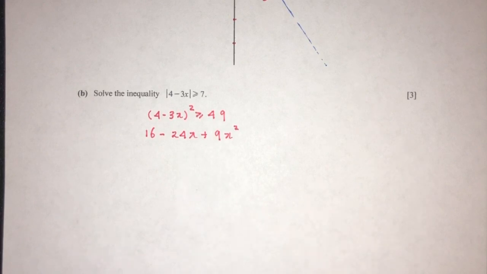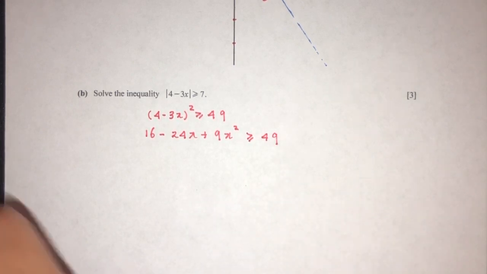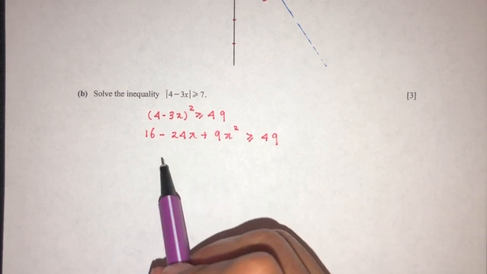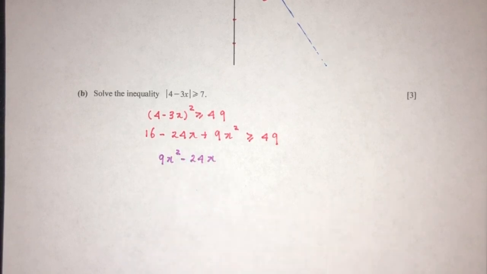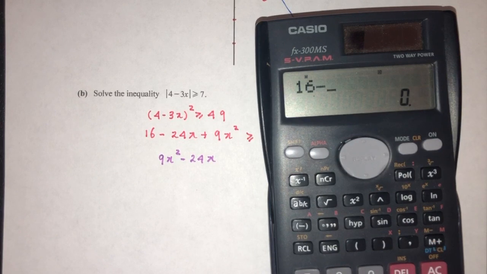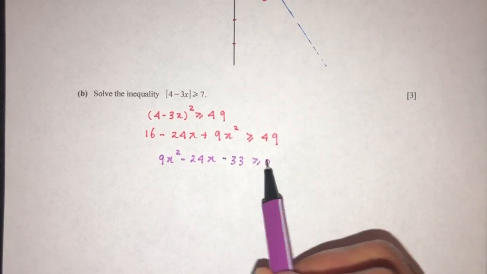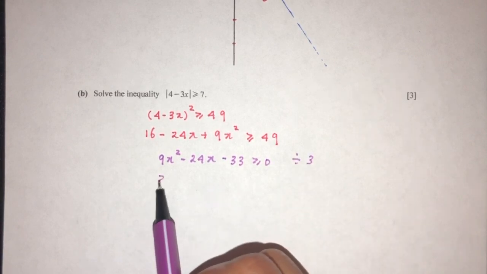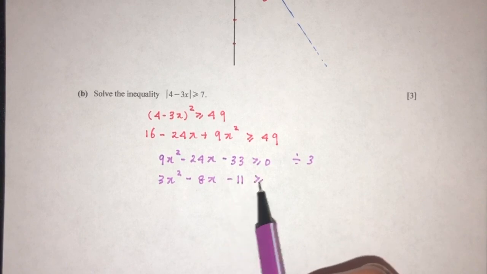Again, this is not the only way of doing this. We can always use a simpler method, but I'm just trying to be consistent with what I do so you guys know exactly what to do whenever we have these questions. So let's rearrange. Let's send everything to one side. You will have 9x squared minus 24x. Here we have 16 minus 49, that should be minus 33, more than 0. We can divide by 3 everywhere. You will have 3x squared minus 8x minus 11 more than 0.